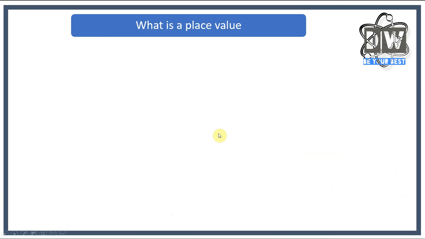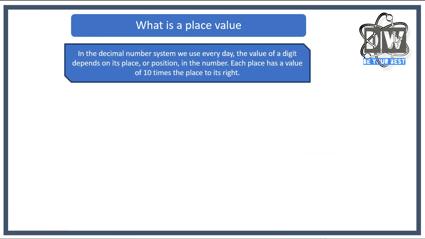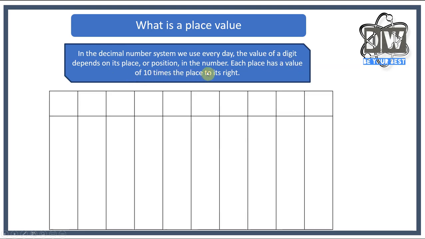What is place value? We need to have an understanding of this, so this makes perfect sense for us. In the decimal number system we use every day, the value of the digit depends on its place or position in the number. Each place has a value of 10 times the place to its right.